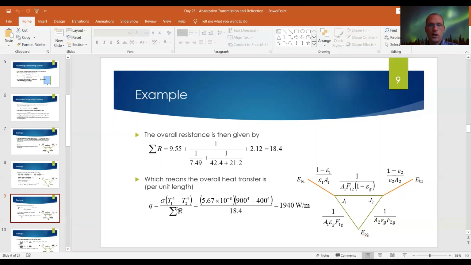Then overall heat transfer is sigma times T to the fourth, the difference of those two factors for my two objects. First object's at 900 kelvins, second object's at 400 kelvins. Subtract those 4th powers from each other, times sigma, 5.67 times 10 to the negative 8 watts per meter squared Kelvin to the 4th, divided by this total resistance of 18.4, gives me 1940 watts. And per meter, because all these resistances were per unit length, so 1940 watts per meter is the answer to that first part.